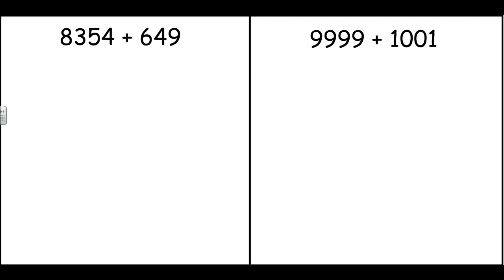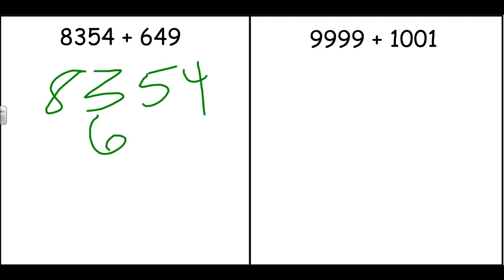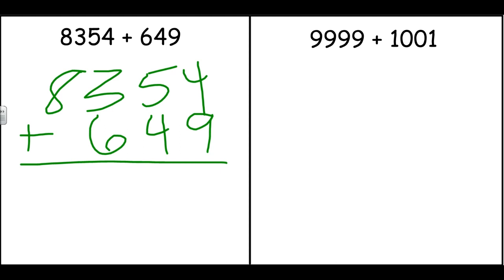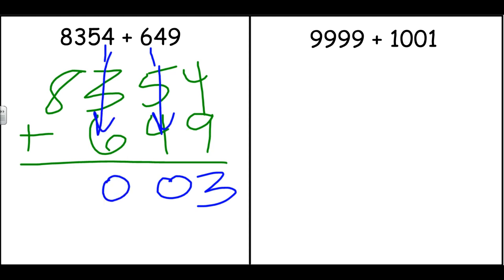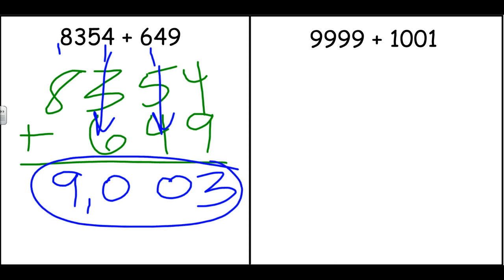For the first one, 8,354, we're going to add to 649. Line them up so the ones are in the same place. 4 plus 9 is 13. Add a 1. 1 plus 5 is 6 plus 4 is 10. Carry the 1. 1 plus 3 is 4 plus 6 is 10. Carry the 1. 1 plus 8 is 9. The sum is 9,003.